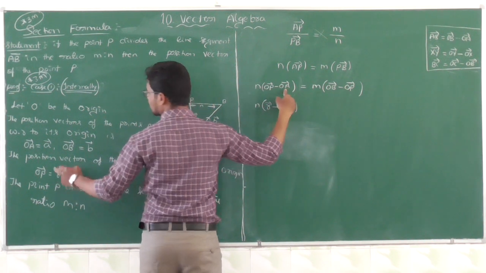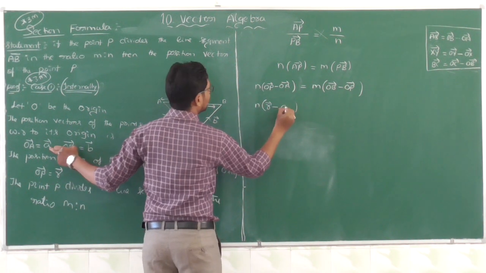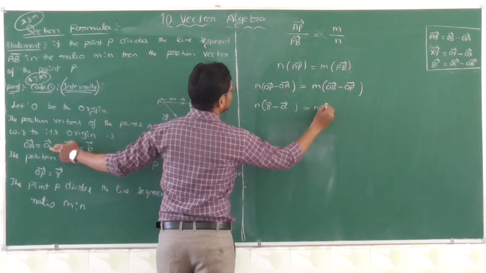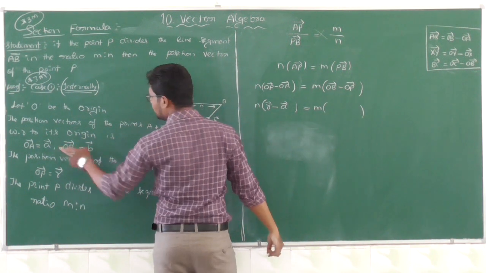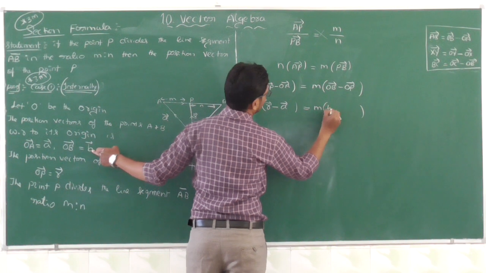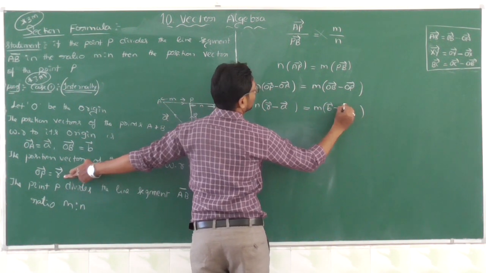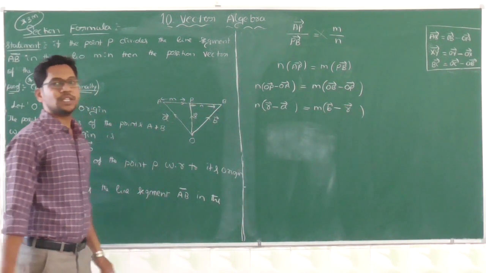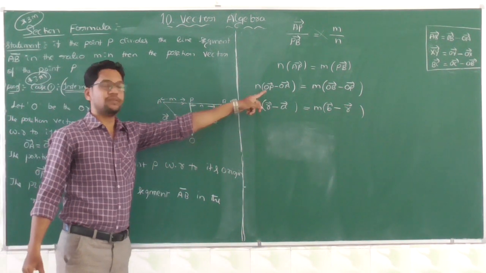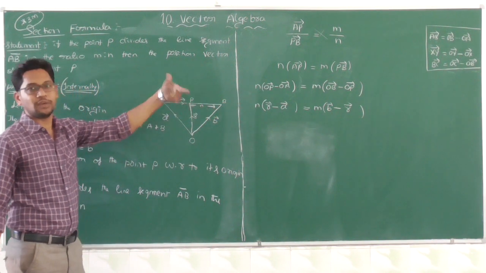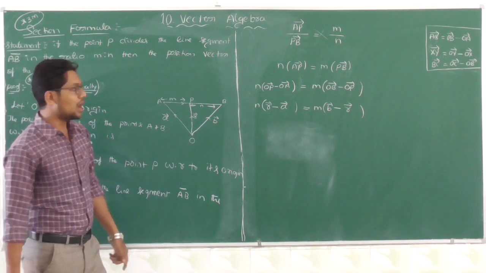Minus OA vector is what? OA vector is A vector. M into OP vector is what? B vector. Minus OP vector is what? R vector. I am just substituting in place of OA vector, OB vector and OP vector as A vector, B vector and R vector.